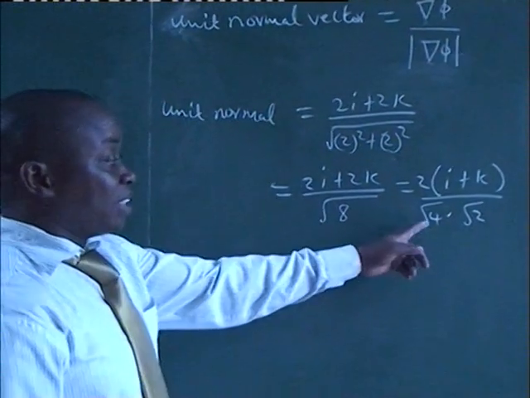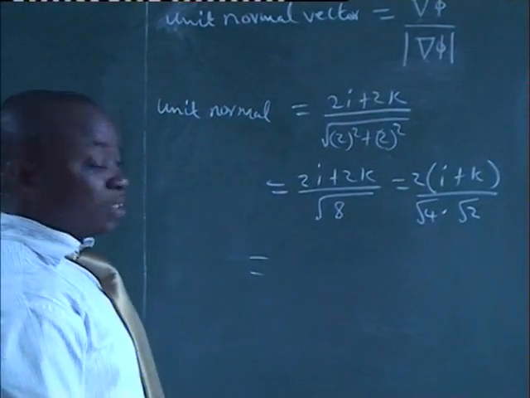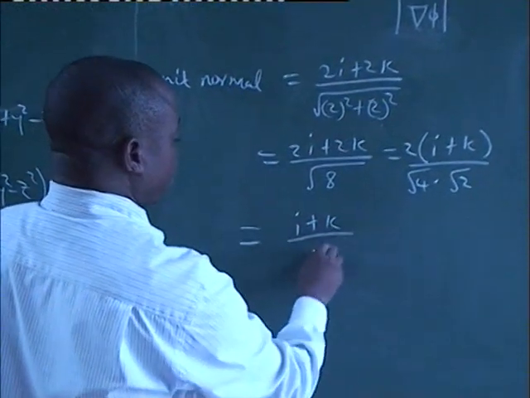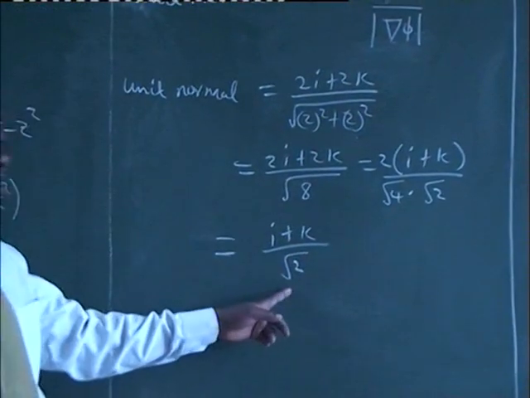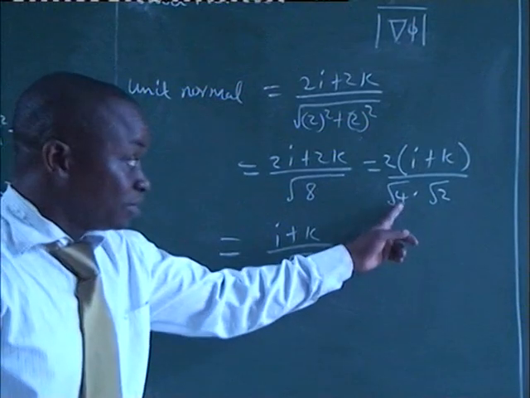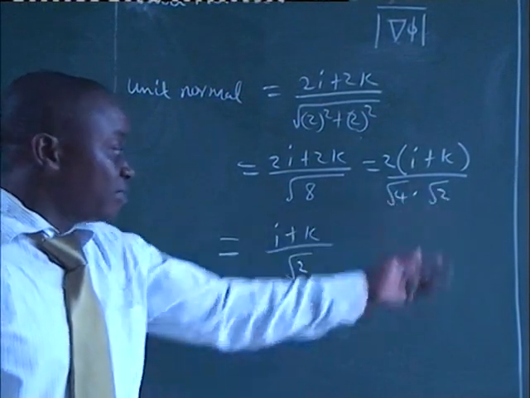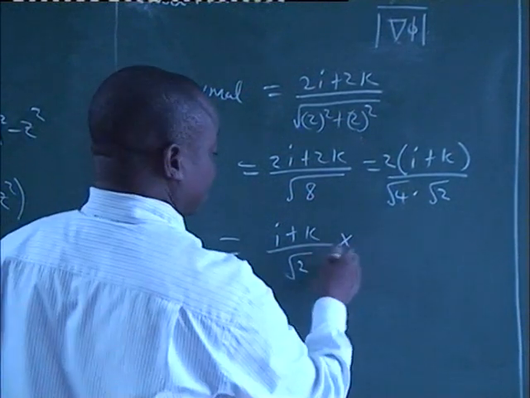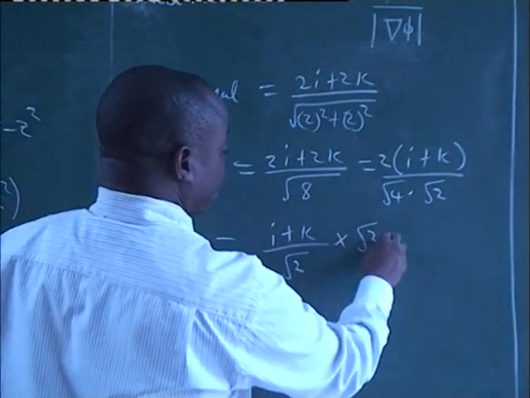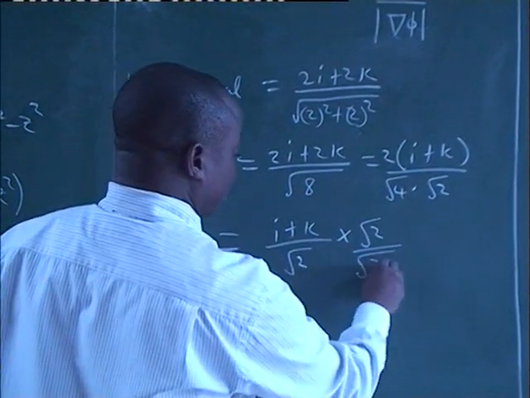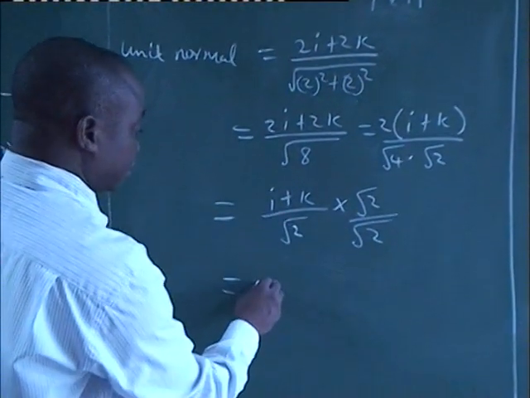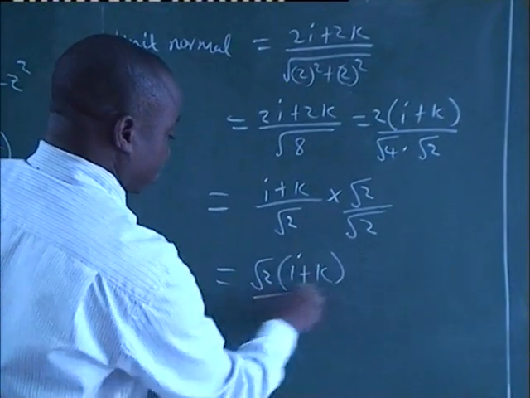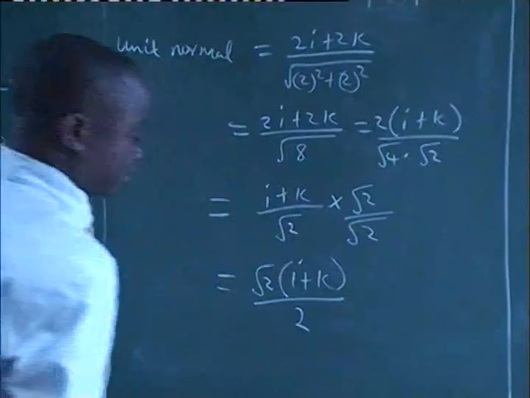I can write it like that so that I need to cancel these two. So which is the same as i plus k over root 2. Look at that, because this is 2. So 2 cancels 2, so I have i plus k over root 2. Right. I can rationalize it to have root 2 over root 2, which is the same as root 2 (i plus k) over 2.